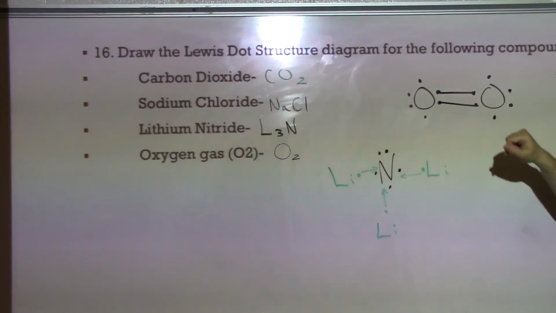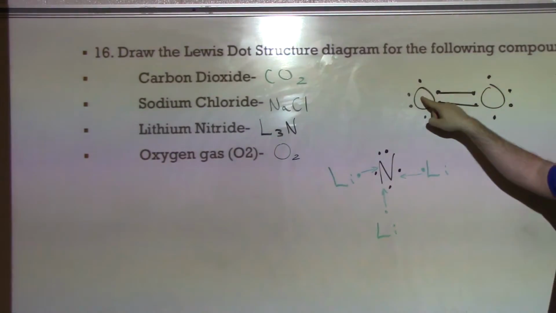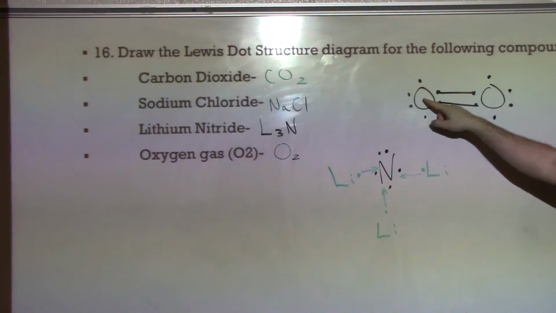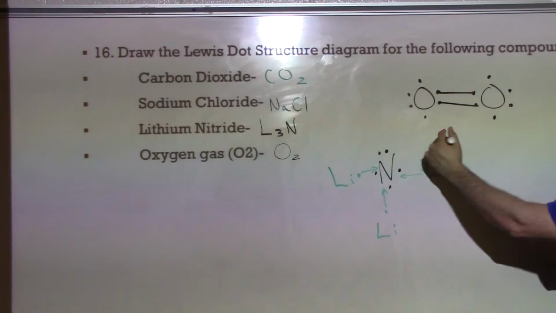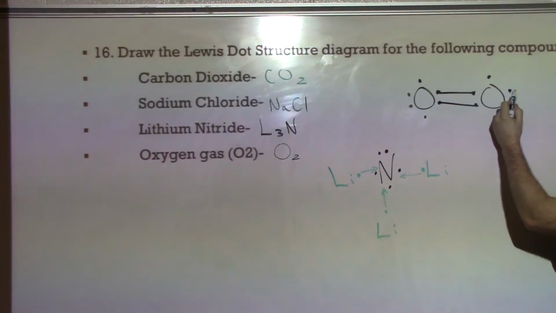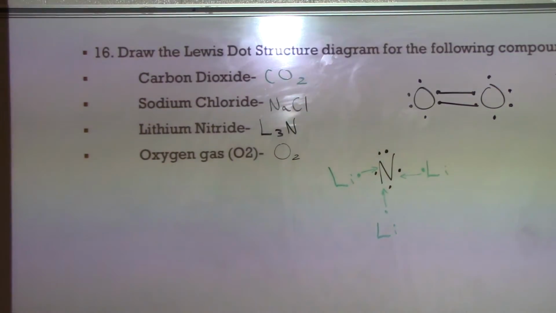So a line is going to represent a pair of electrons that counts for this atom and that atom. So this atom still retains ownership of that valence electron, but it shares it with the other one. And so when this happens, you have 1, 2, 3, 4, 5, 6, 7, 8. And over here, 1, 2, 3, 4, 5, 6, 7, 8. Both atoms have a complete octet, so they are both happy.